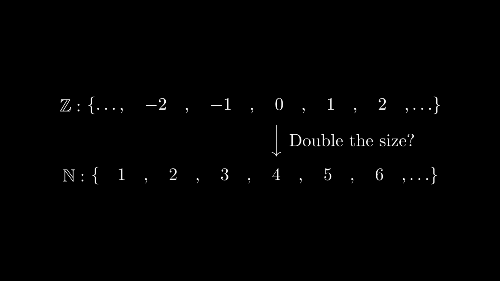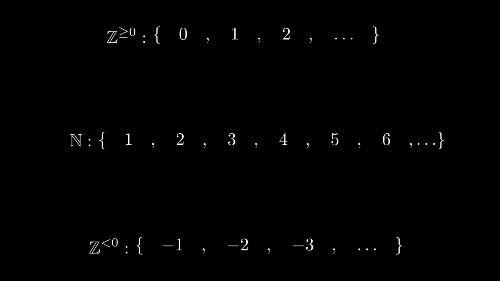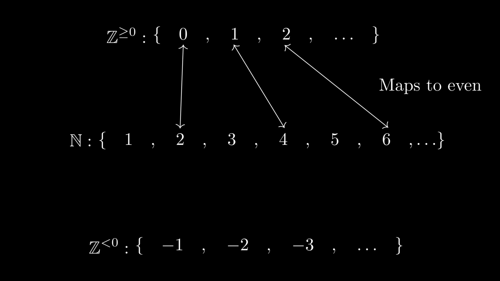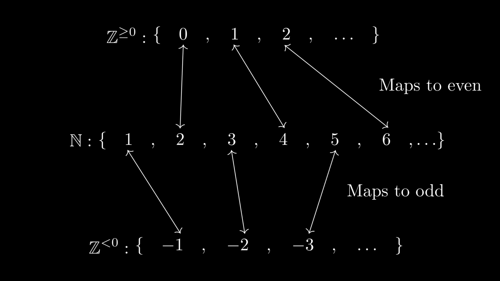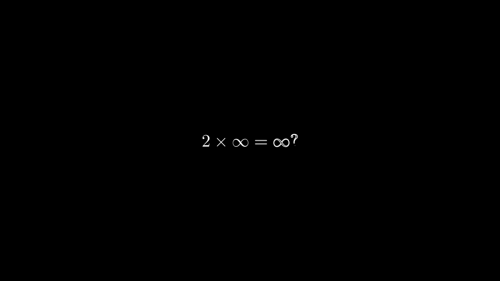We have to craft a bijective map from Z to N, and this is how we go about this. We split the integers into the negative and non-negative halves, and take the non-negative integers to even numbers. So 0 goes to the first even number 2, 1 goes to the second even number 4, and so on. Then we take the negative integers to odd numbers. -1 goes to the first odd number 1, -2 goes to the second one, which is 3, and so on. It's clear that this is a bijective map, therefore Z is countable, and with this, we found an example that doubling an infinity gives you the same infinity.